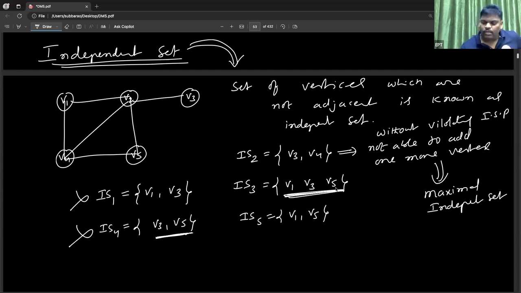Here, can I add one more? I think already more people are there. Same story. It is also a maximal independent set, since without violating the independent set property I am not able to add one more vertex. Now go to independent set 5, V1 and V5. I think you can add V3, so it is not maximal.